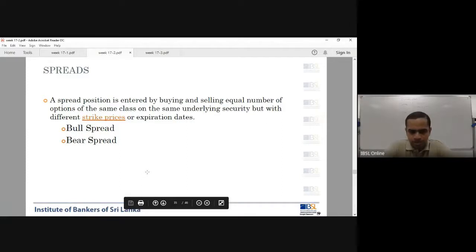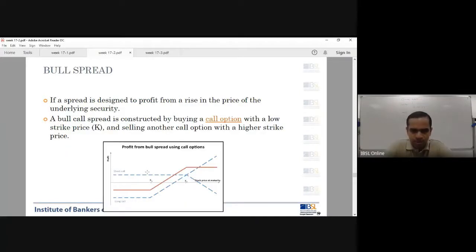Spreads. There are a couple of ways of forming a spread. One is called the bull spread, where you benefit if the market goes up, and the bear spread, where you benefit if the market falls. The bull spread can be formed by buying a call option at a low strike and selling a call option at a higher strike. So net, you will be paying a premium because you are buying a low strike call and selling a high strike call. That's called a bull spread.